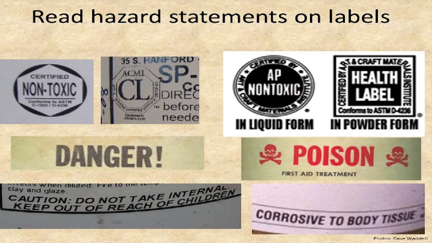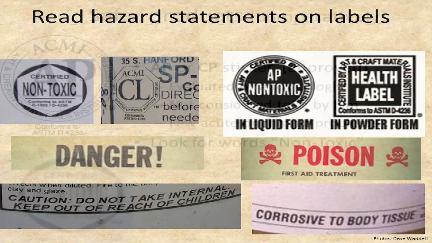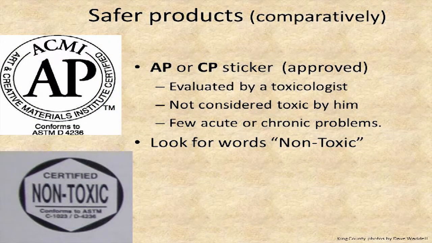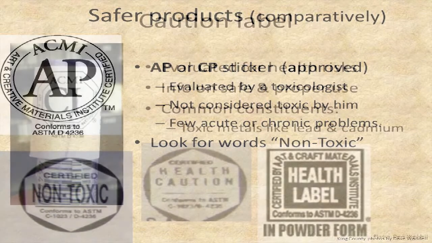So what you want to do is you want to read those hazard statements on the labels. And here we can see they come in a variety of shapes and sizes. Let's look at those a little more. So the safer products, comparatively, are those that either have the word non-toxic on them or the circle with the letters AP in it. That AP circle comes from the Art and Creative Materials Institute. And what that says is it's been certified by a toxicologist to not be toxic under normal usage. So there's very few acute or chronic problems. And the word non-toxic essentially says the same thing.